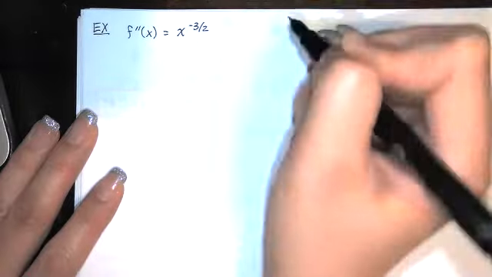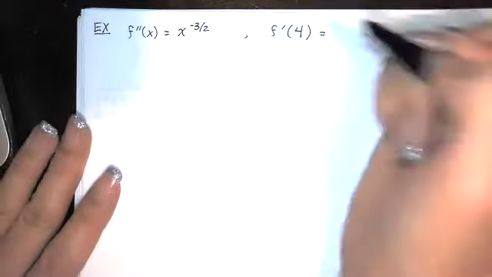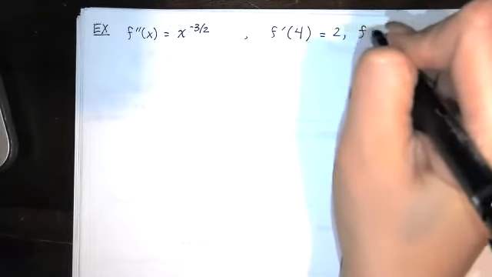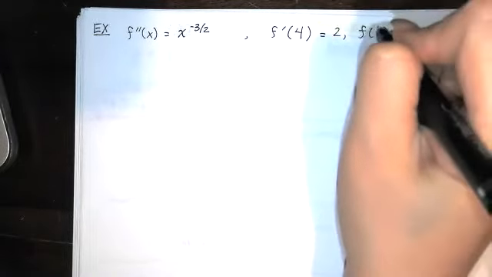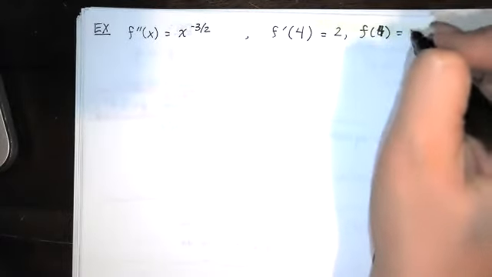So let's look at an initial value problem, and then I'll introduce the other terminology listed on the other page. Let's say that somebody tells you that the second derivative of a function is x raised to the negative 3/2. And the first derivative of that function at x equals 4 is equal to 2. And the original function value at x equals 4 is equal to 0.